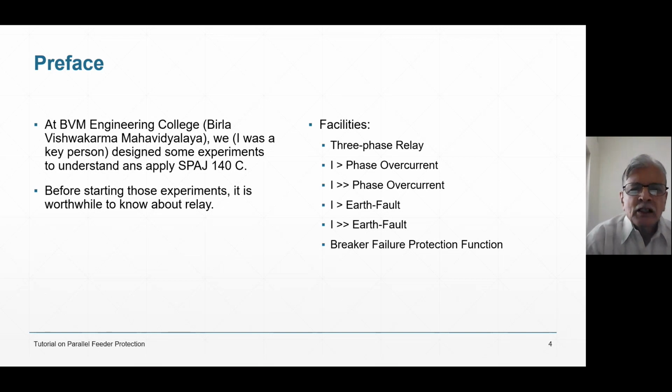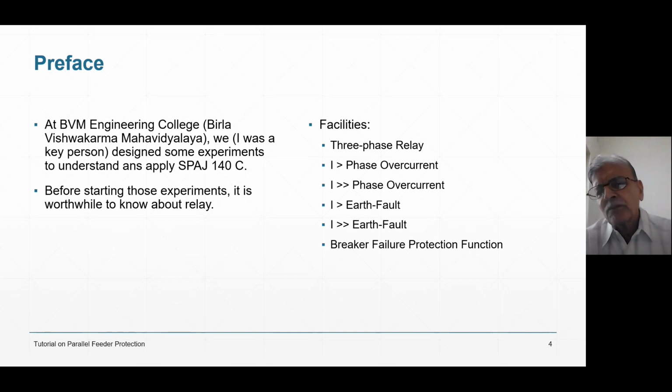So many hours were obviously not available. So I was doing this in extra sessions, and out of 60 students, 40 were coming in extra sessions. And all those students are now very well placed. Some student is vice president in some company, some student is CEO, some student is vice chancellor. You see, many students have reached very good height. They have learnt a lot. I was a key person in designing this experiment, and all other faculty members of BVM Engineering College also were with me. So let us understand this relay.